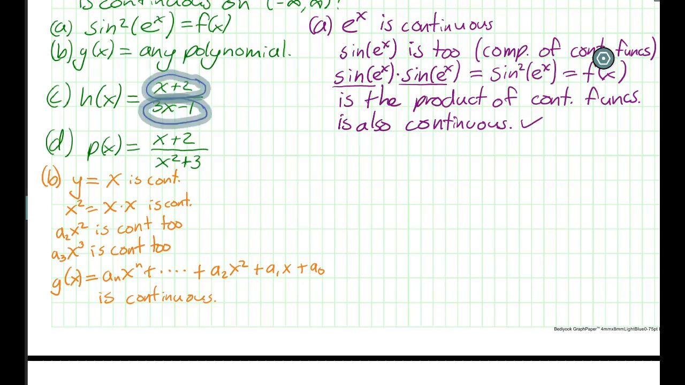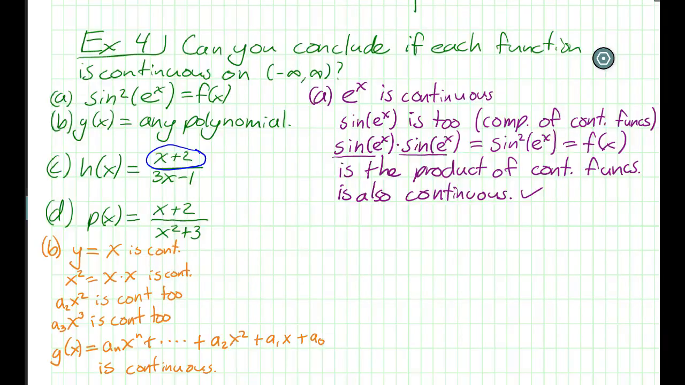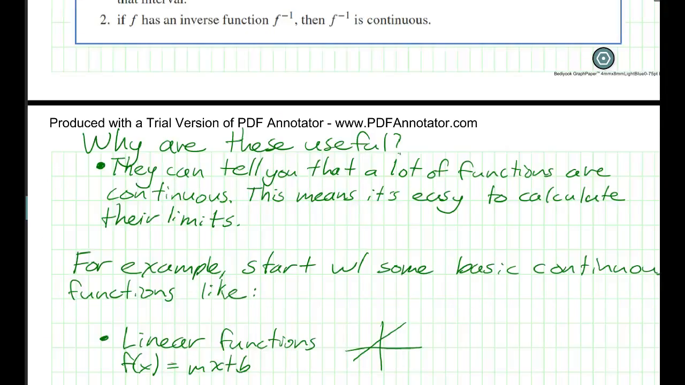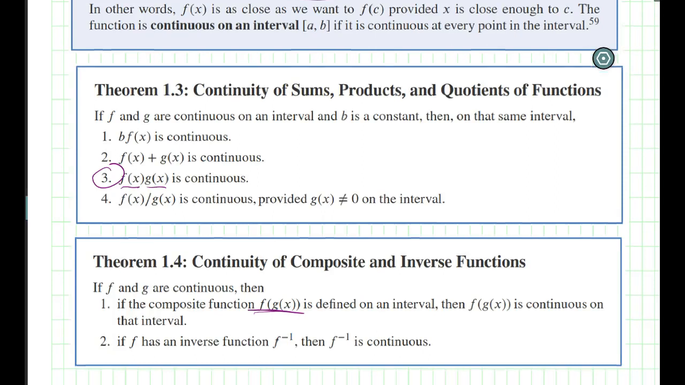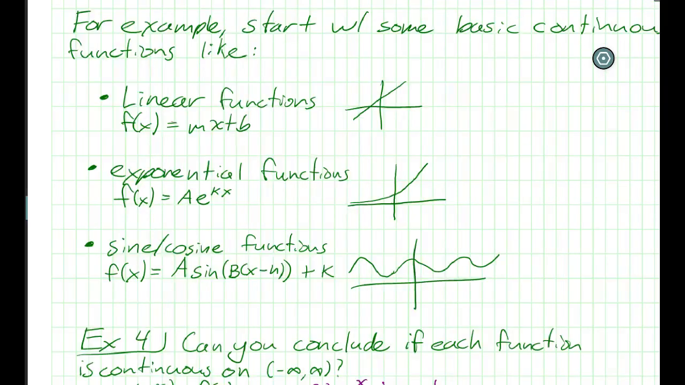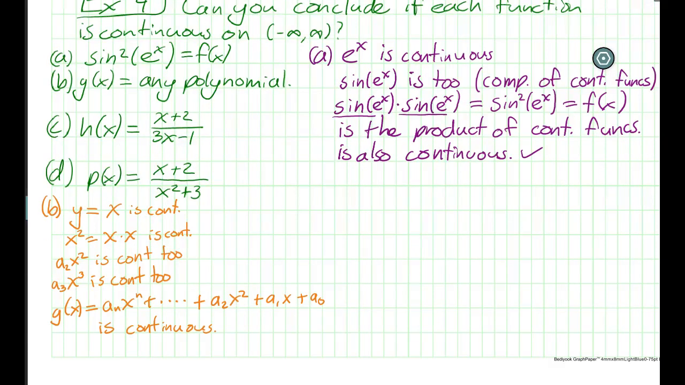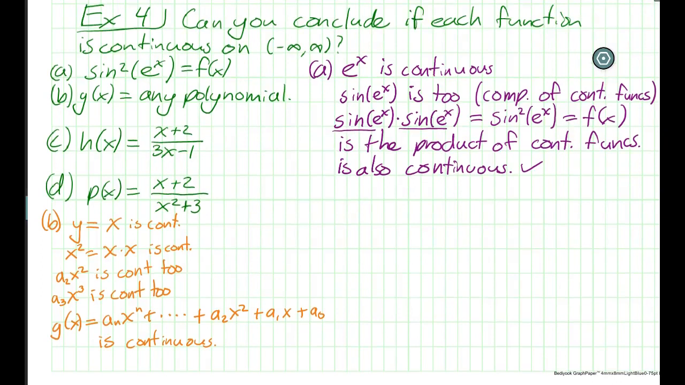So is the result of dividing them always continuous? Let's go back and look what the theorem says about that. It says that f of x divided by g of x is continuous, provided that the denominator is not equal to 0. And actually, if the denominator is 0 on the interval from negative infinity to infinity, that means the function will be undefined there. And if a function is undefined on an interval, it can't be continuous there because you can't draw that part of the graph.